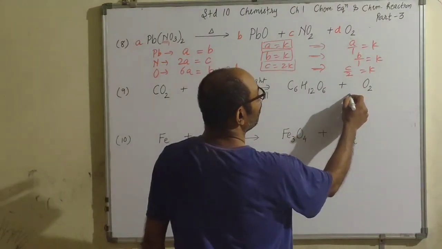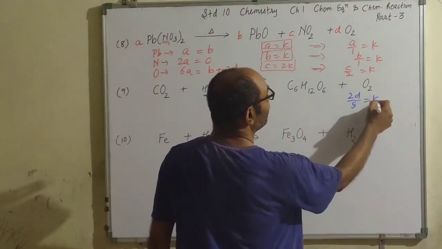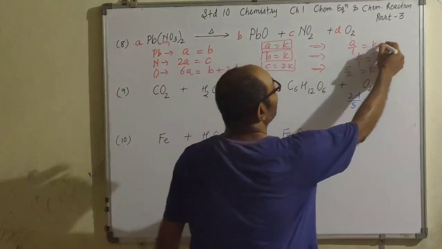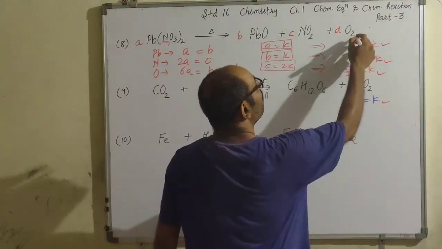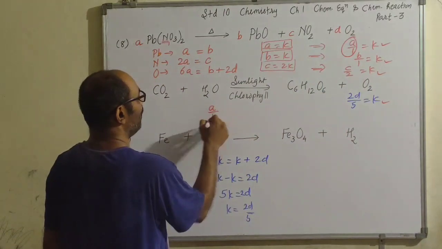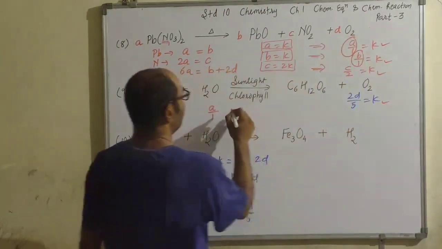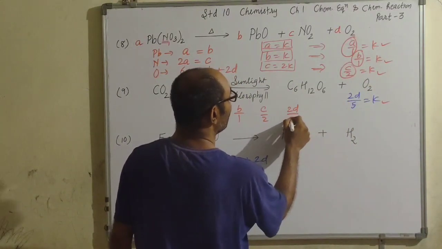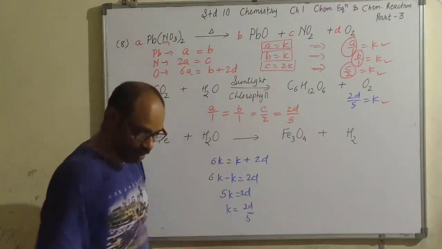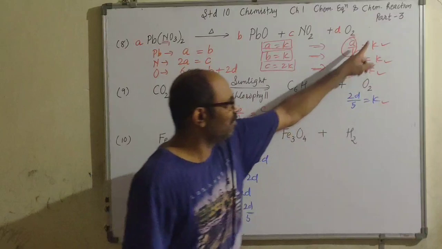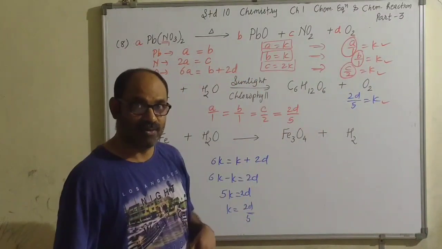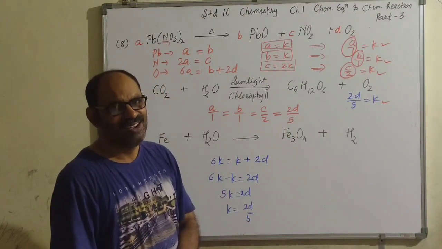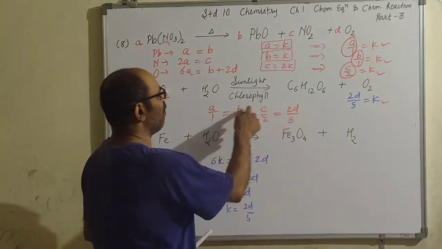So here, 2D upon 5 is equal to K. Please pay attention here now. See, right hand side, K, K, K, K. I take the A form first, A upon 1. Then the B form, B upon 1. Then C upon 2. And D, 2D upon 5. And they are all equal. There is no need to write equal to K because of all K's, transitivity has been developed. Now, coefficient of D is not 1. So what do? You find out LCM of all the coefficient.